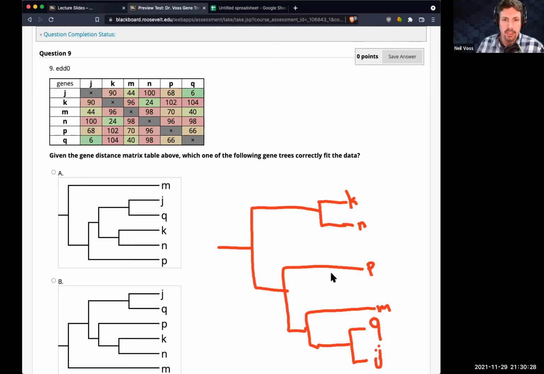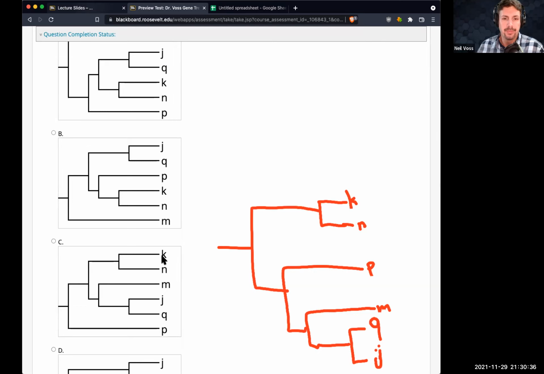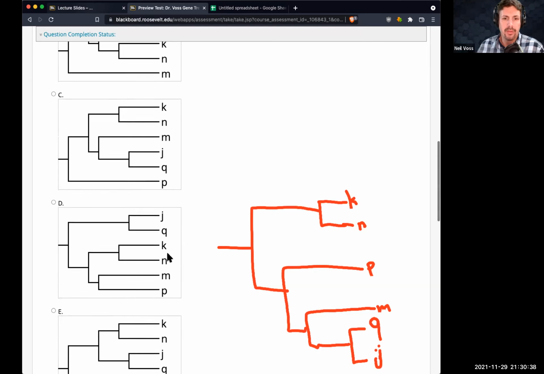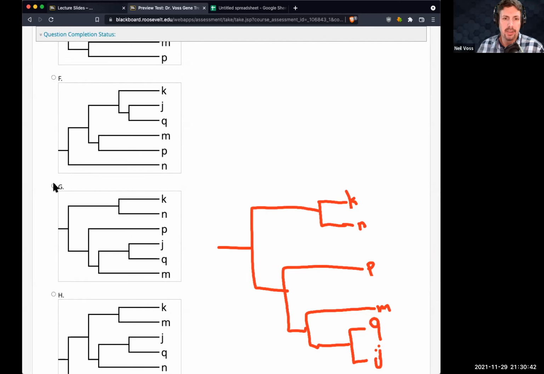So this is kind of like a tree. I'm looking for ones where K and N are not separated very often. If we find one where K and N are kind of off on their own, that's probably the right answer. Yeah, here is an example. So J, Q, then M, then P, then K, N, and yeah, that's the answer right there.